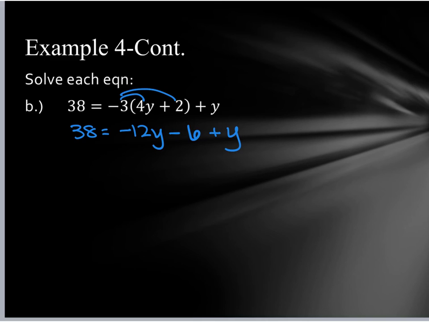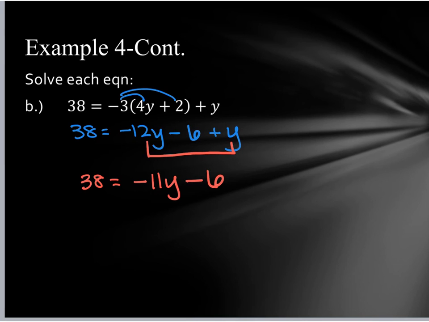So I always am looking to see if I can simplify things before I have to start moving things from the left or the right. So right here, I notice that I have a negative 12y and y on the same side of the equal sign. So I'm going to collect those like terms first. So a negative 12y plus a positive y is going to give me a negative 11y, and then I have minus 6.